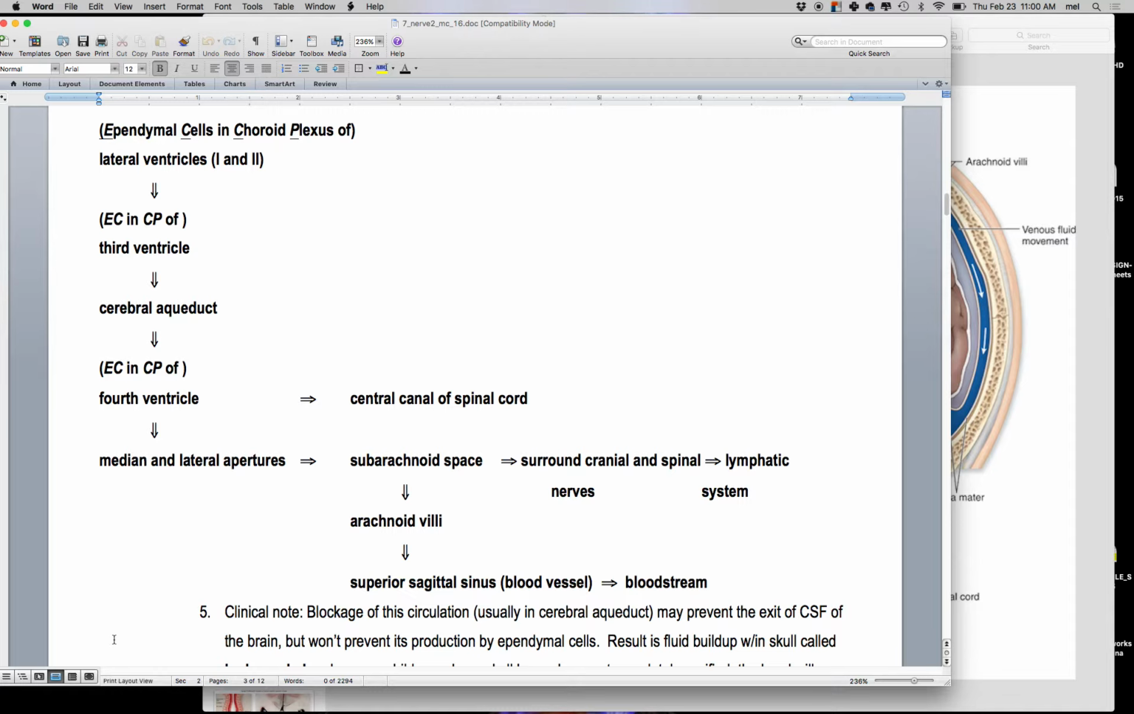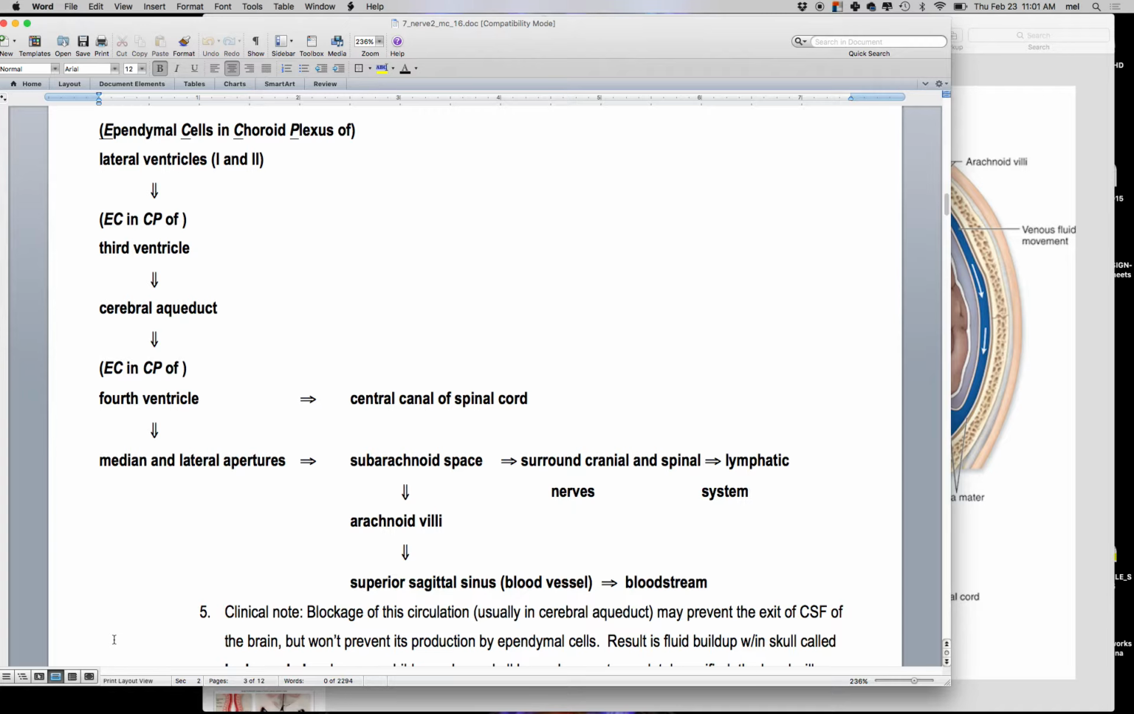And the ependymal cells are in a little structure called the choroid plexus, exactly. So the first place you can start the story is the ependymal cells in the choroid plexus of the lateral ventricles, 1 and 2. Then from there you pick up some more made by the ependymal cells in the choroid plexus of the third ventricle. Then you go through the aqueduct, and then you pick up more made by the ependymal cells in the choroid plexus of the fourth ventricle.